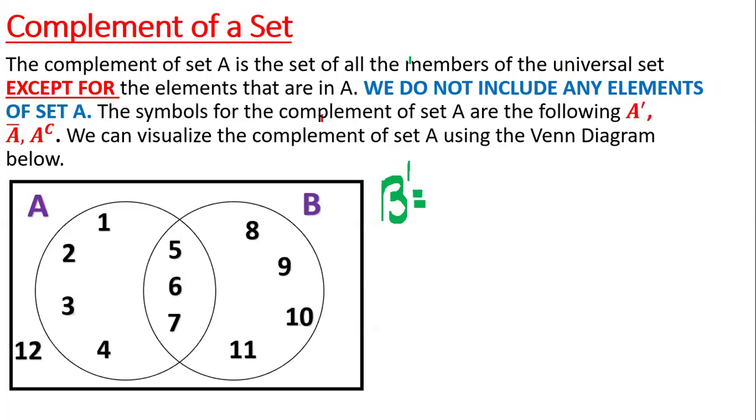Very good. Do we include any of the elements in B? No, sir. We do not. And the intersection, we don't. Very good. And we don't include anything in the intersection. Albert, you have a question? Everything else but B. Yes, everything else but B.